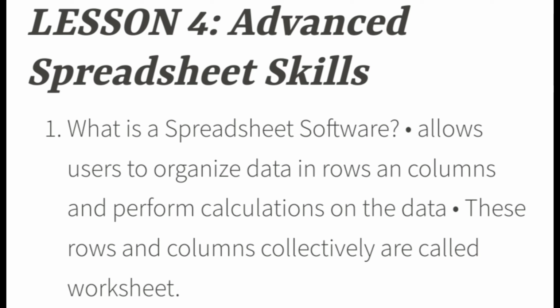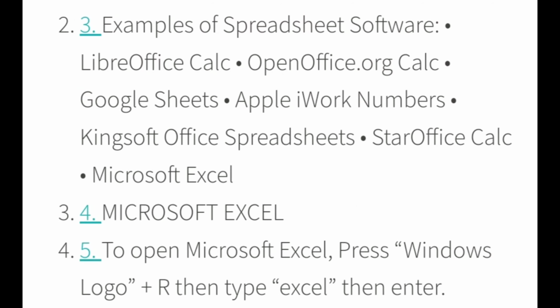Number 2, Advanced Spreadsheet Skills. What is a spreadsheet software? It allows users to organize data in rows and columns and perform calculations on the data. These rows and columns collectively are called worksheets. Number 2, three-point examples of spreadsheet software.